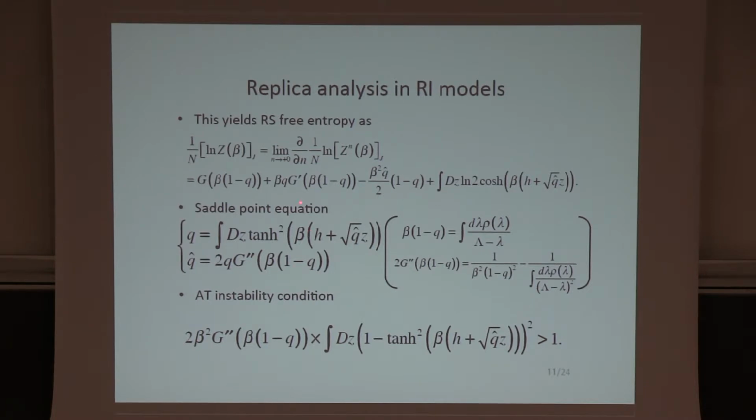Then using the G function, we can get the expression of the RS free entropy, like this form. And we can formally get the replica symmetric saddle point equation here. And also we get the expression of the AT instability condition here. Okay? So if we insert x squared over 4 for the G function, then we can reduce it to the result of the SK model, right?